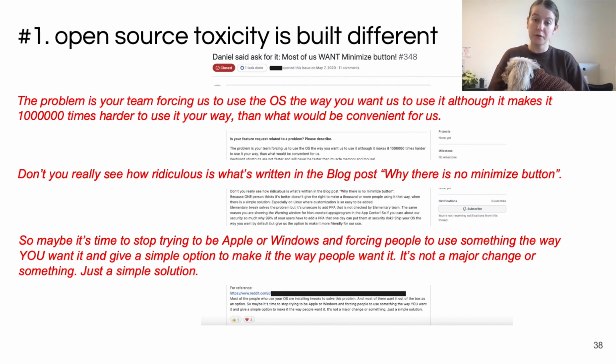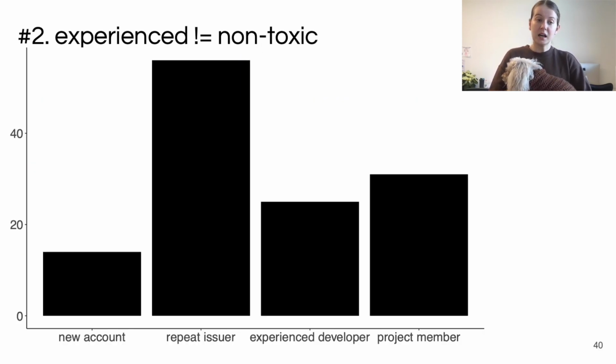Next, experienced developers are not necessarily non-toxic developers. If you recall from the mind map, one of the dimensions we analyzed was who was the author of the toxicity. The 4 major categories of authors I found were, first, experienced developers who had lots of previous experience in open source, but not in the particular project where they wrote the toxicity. Second, new accounts that had no more than 3 previous activities on GitHub in general. Third, project members, people who were contributors, members, or owners of the project they wrote the toxicity in.